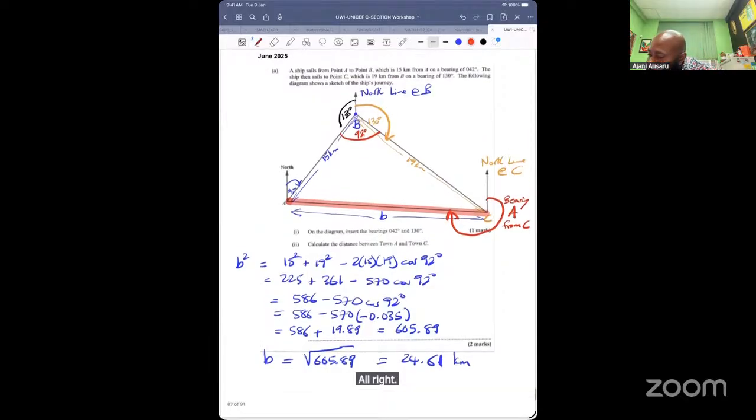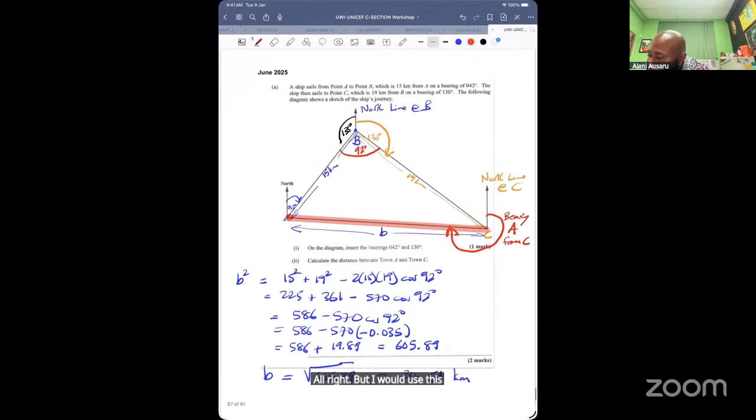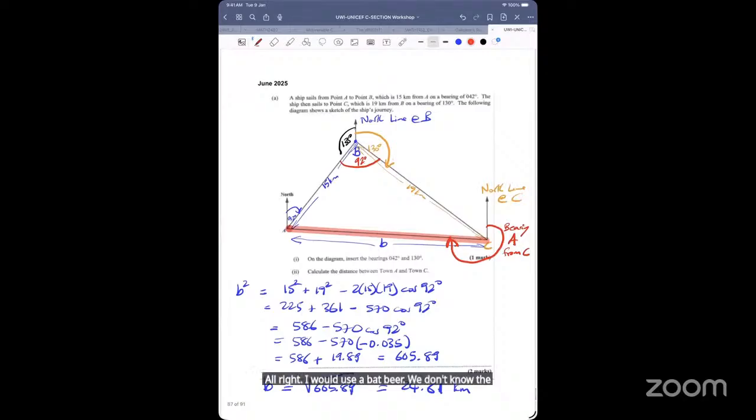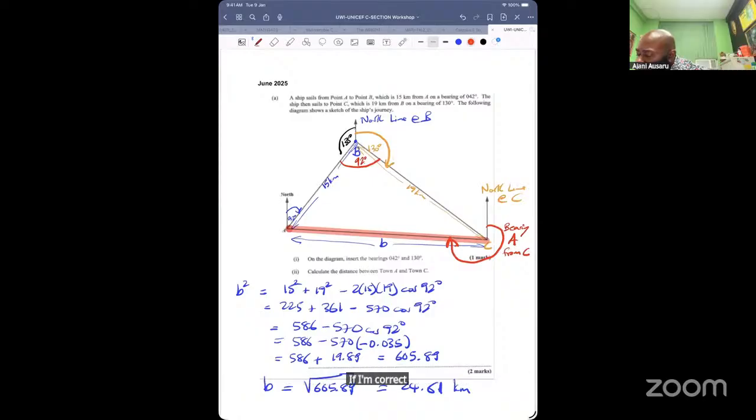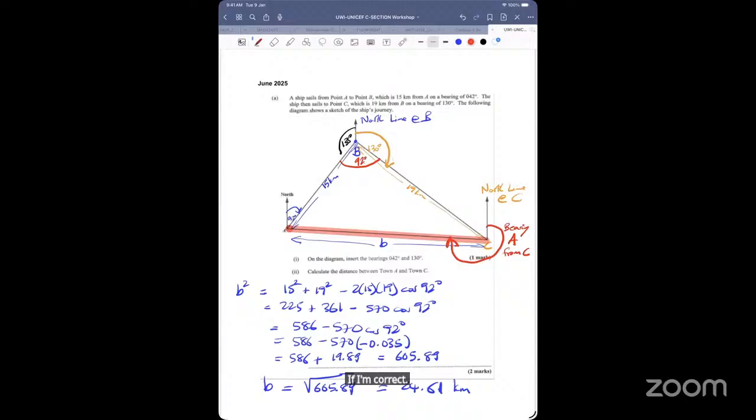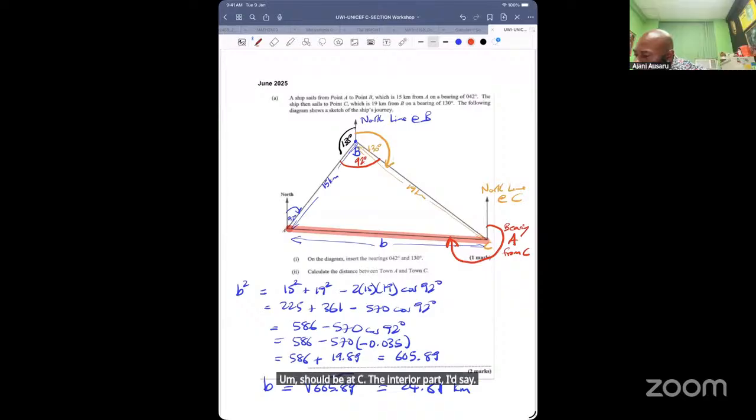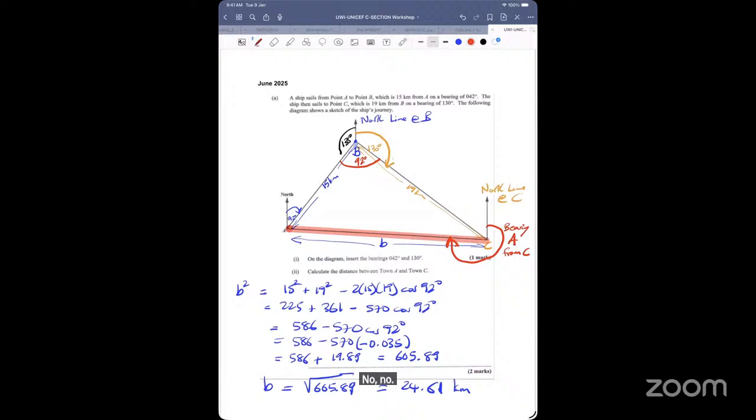Why would you use the back bearing? We don't know the bearing. Sorry, Z angle, so 92 at B would be, and the 92 at C up there. Repeat. I'm correct. The 92 degrees at B should be at C. The interior part at C. No, no, no. Look at it. Hold on.